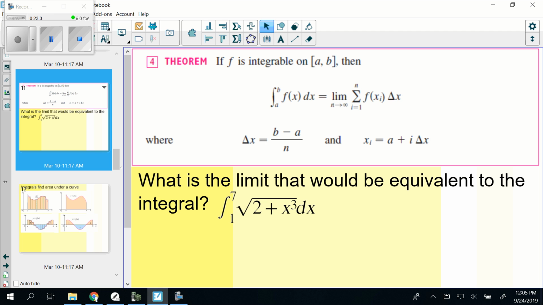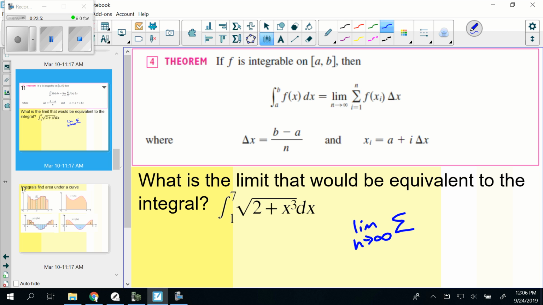So here's an example. They want to know what would be the limit that would be equivalent to this integral shown. Okay, so if we have to write out a limit, it would be the limit as the number of rectangles goes to infinity of the summation of all these rectangles from the first one to this nth one. And then we want to figure out, okay, what would be the height and width here. Let's start with our width.